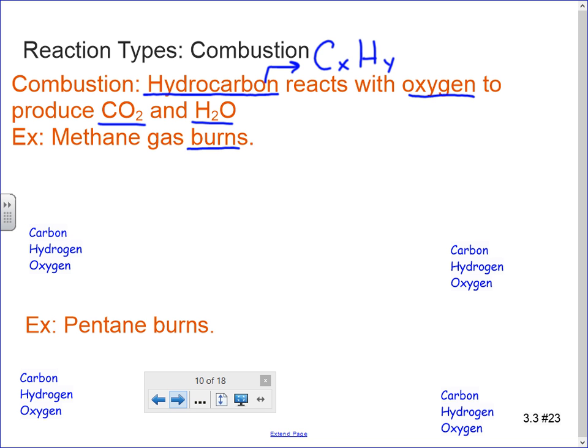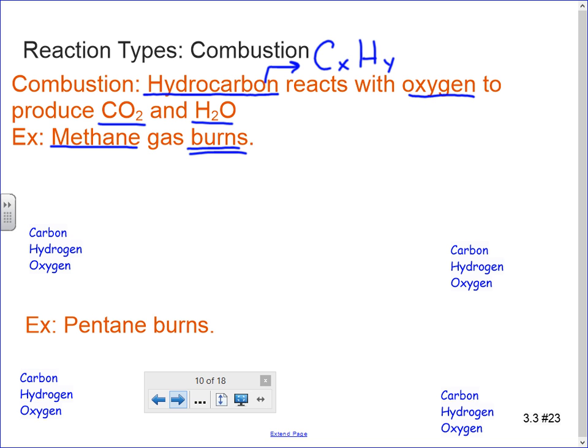The word that I want you to highlight here is the word burning. Burning is your clue that it is combustion. Your other clue is that there's nothing else mentioned. You get the name of one substance and what's happening to it. In this example, I give you methane.